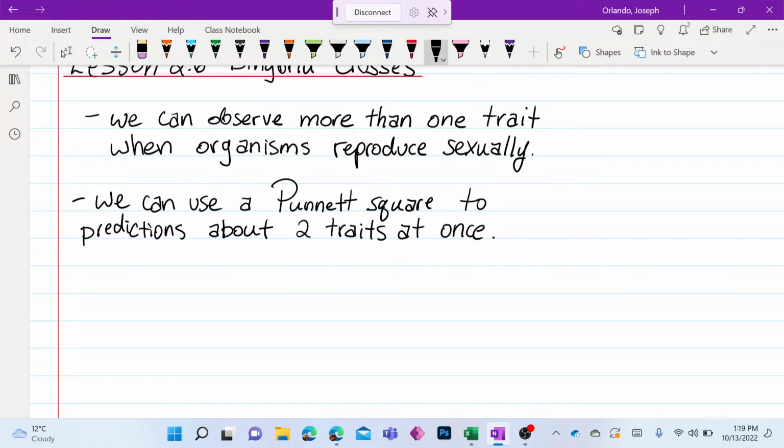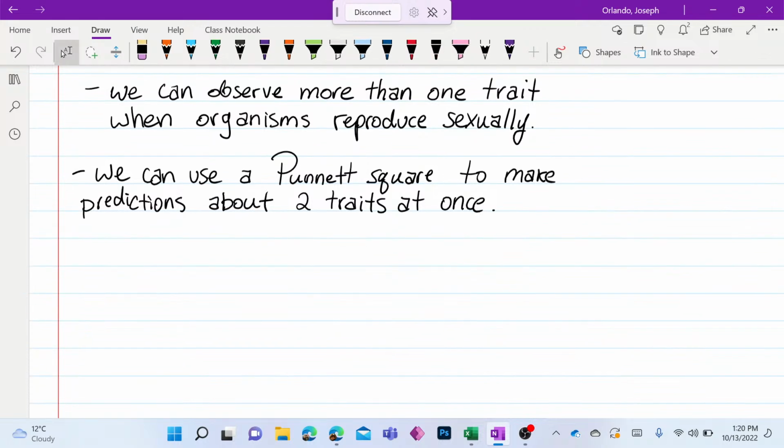Oh, I should have the word make. That's what I should do. We can use a Punnett square to make predictions about two traits at once. And we call this a dihybrid cross.